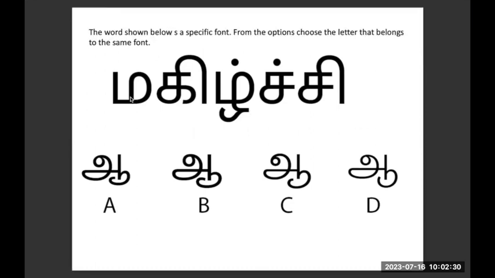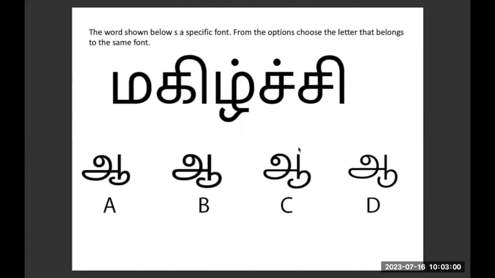This is a different language. You're given a font style, which is given here, of course. And in that same font style, you're given four different options. You have to find the font which is exactly in the same font style from the four different options. Which of the options have this particular font style is what you have to find.